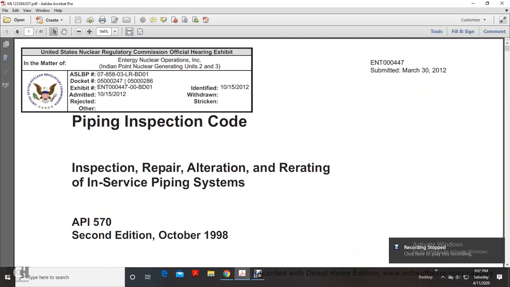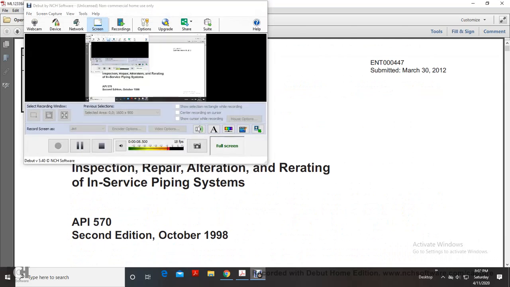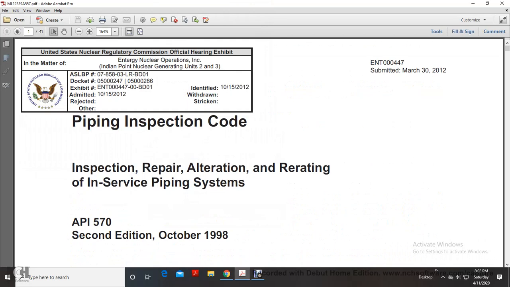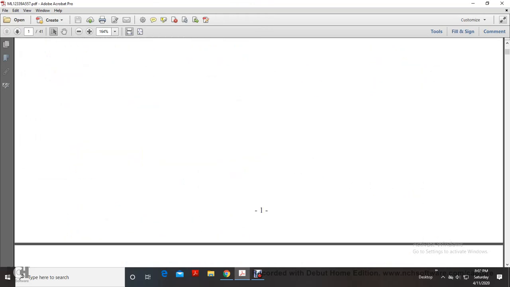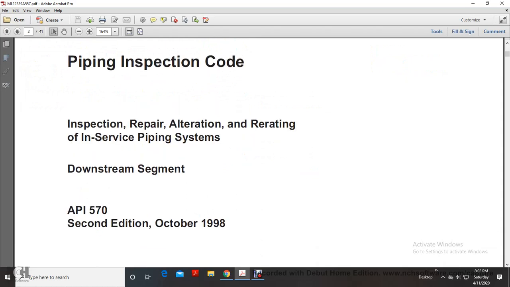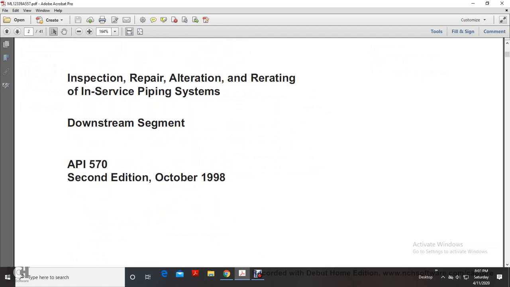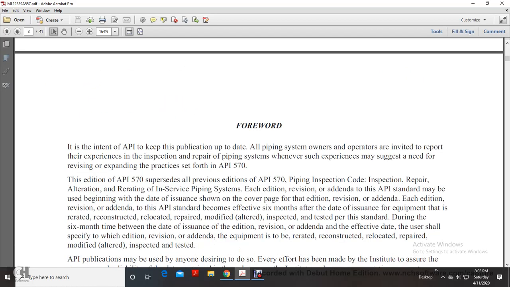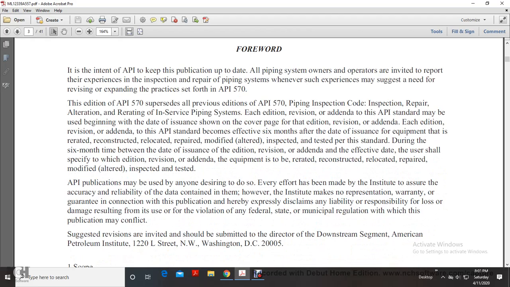Piping inspection code: inspection, repair, alteration, and re-rating of in-service piping systems. API 570, Second Edition, October 1998.